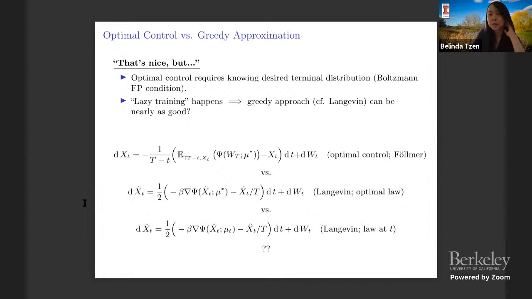And to that end, we might want to compare the following three processes. We have the process given by the optimal control or Föllmer drift, this Brownian bridge type thing, which has a nasty expectation that you probably don't want to implement, you probably don't know how to implement, versus the overdamped Langevin using the optimal law, which is seemingly more tractable, but we still have this optimal law to deal with, and then versus Langevin with not the optimal law, but the law at any given time t, which should be implementable and like the most sane counterpart you would want.